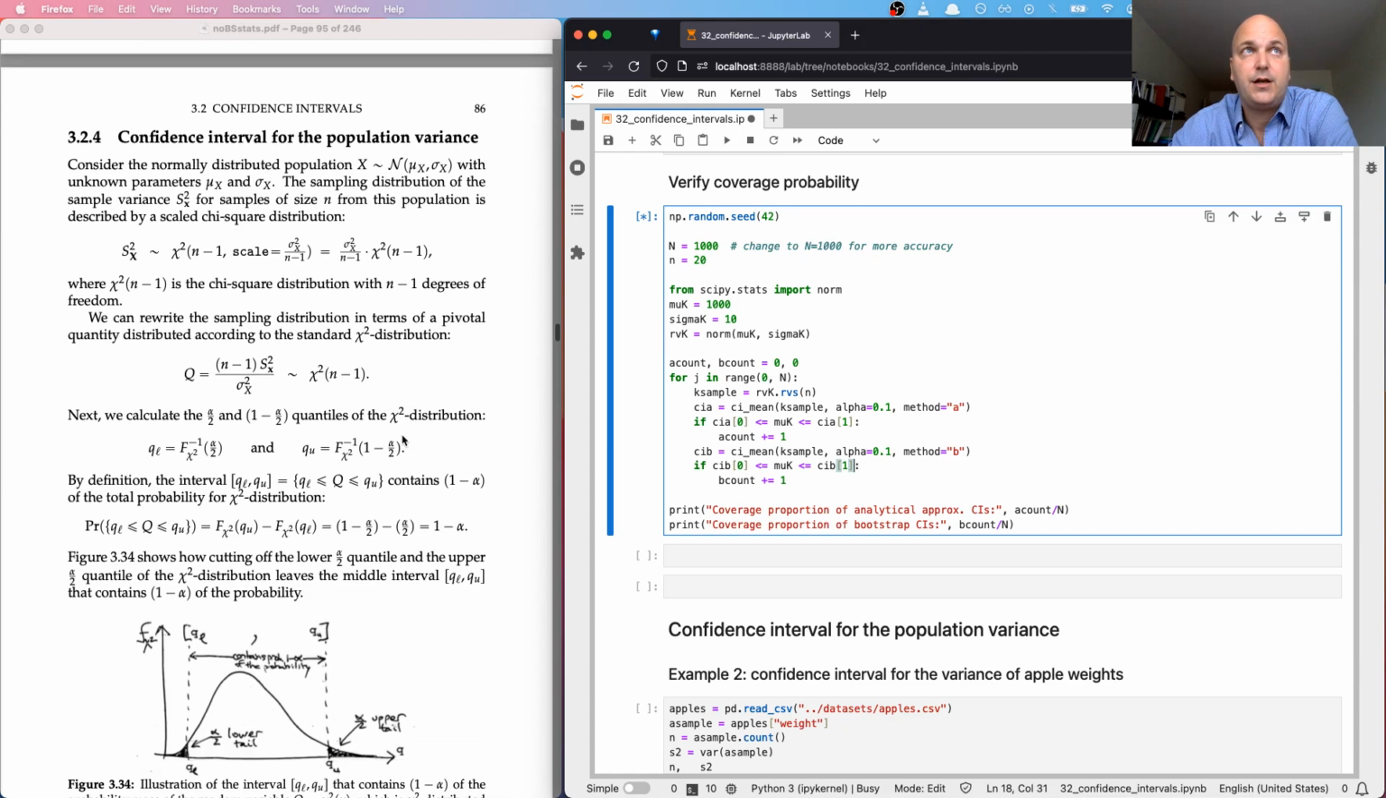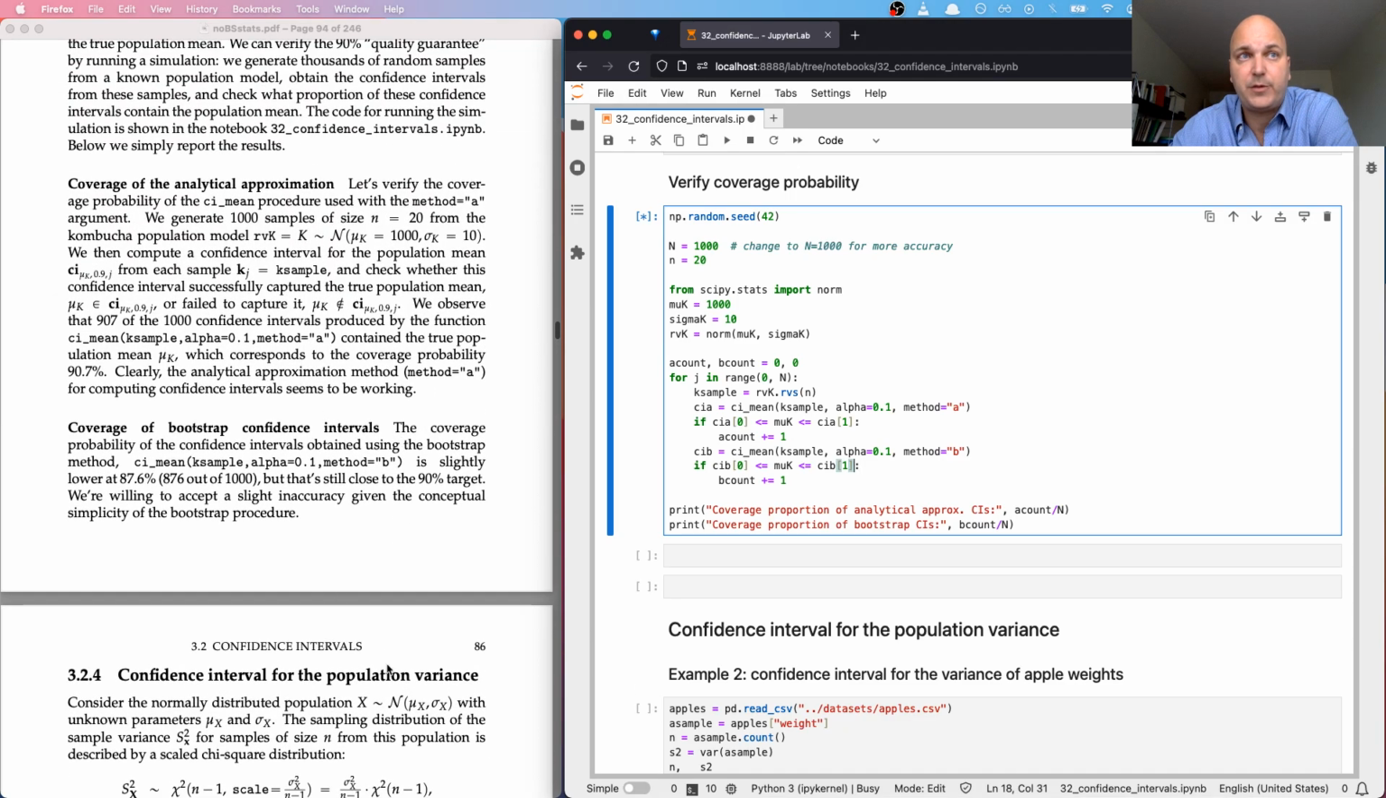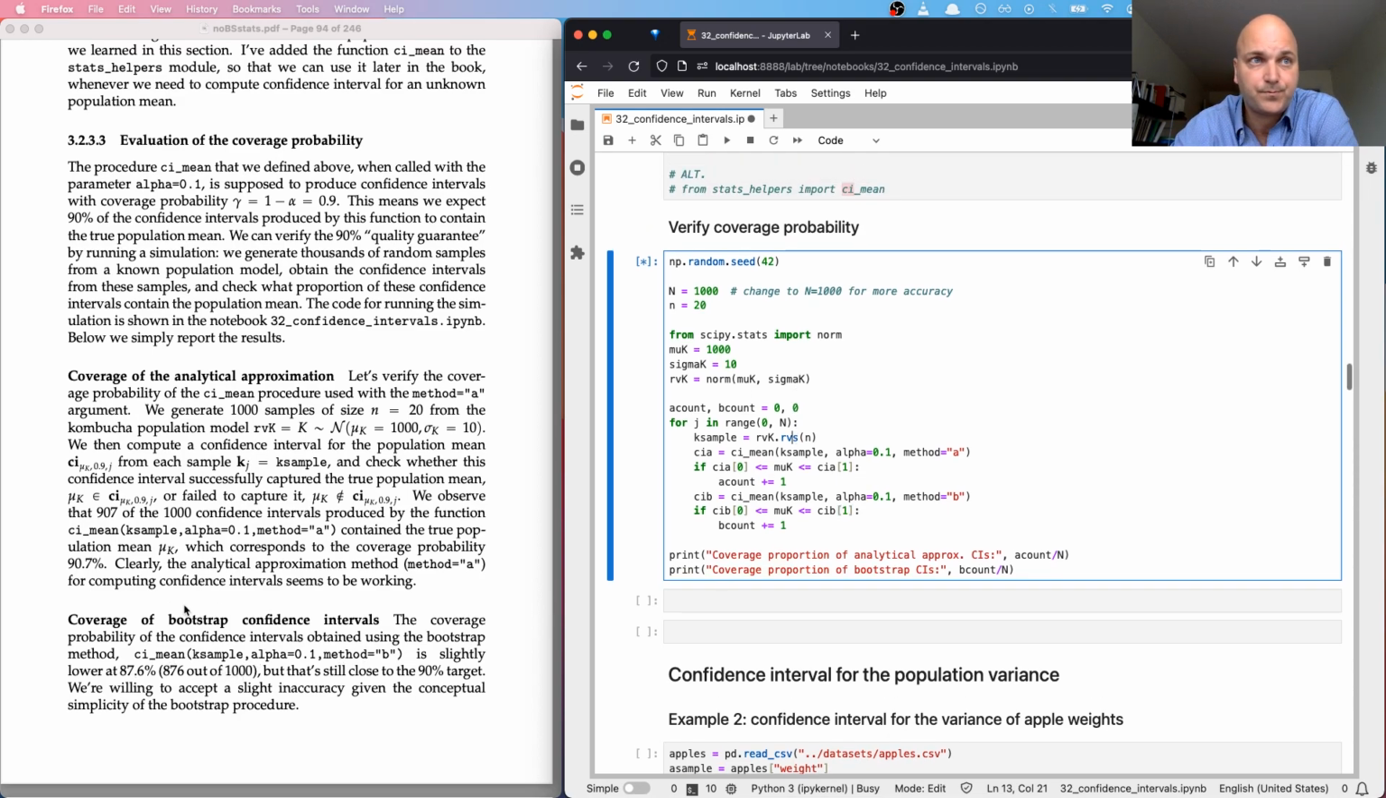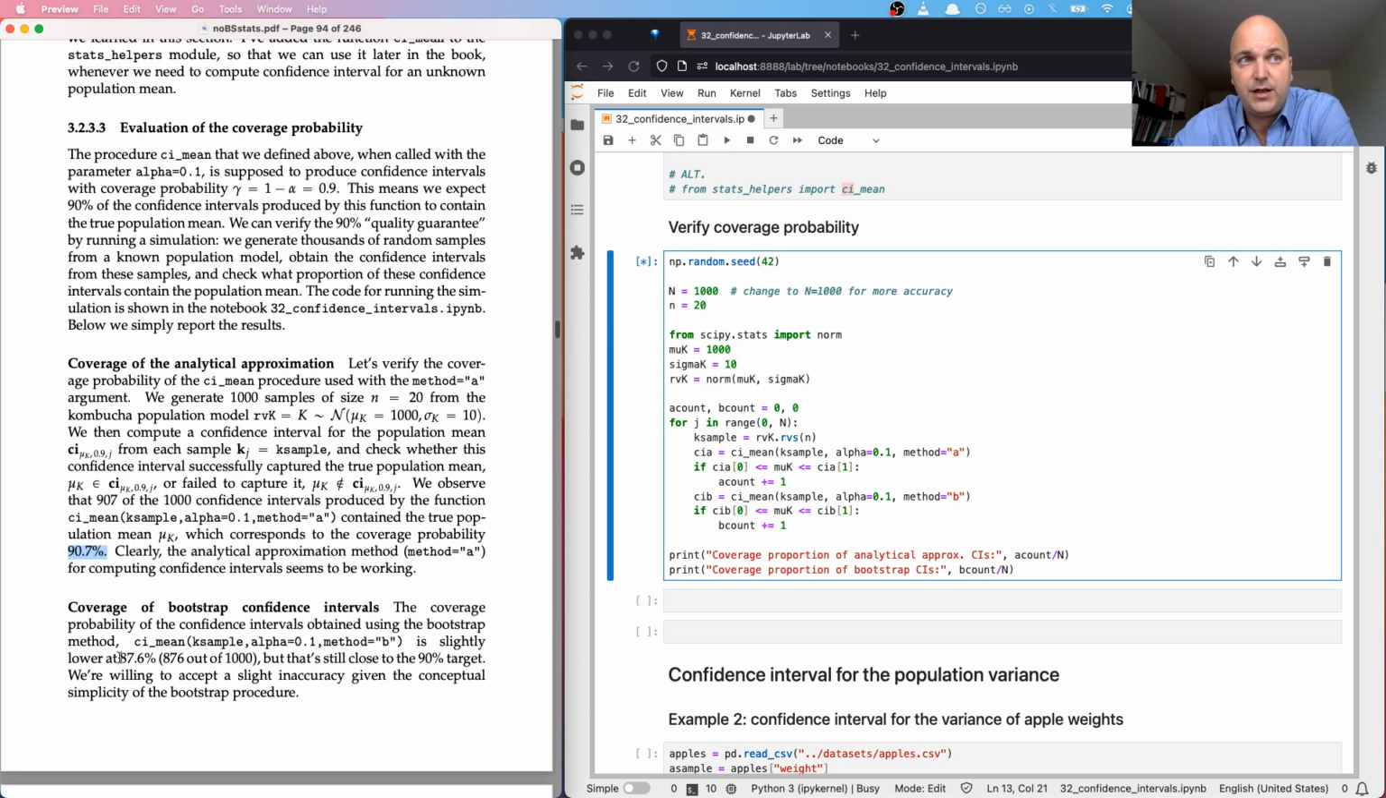Next video will be on the population variance. Anyway, I'll tell you the numbers because I've run this before. For the analytical method, we're going to get roughly 90%, and for the bootstrap, we're going to get a little bit below 90%. We promised that the procedure will work 90% of the time, but it only works 87.6%. You know what? Close enough. You must agree. Because I'm recording video, this will take too long, so you'll have to trust me that these are the numbers.